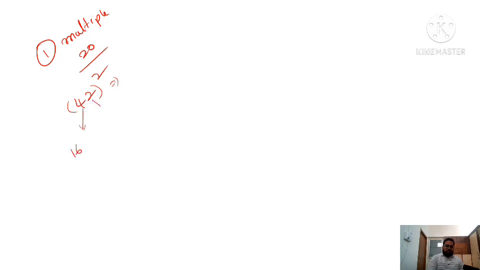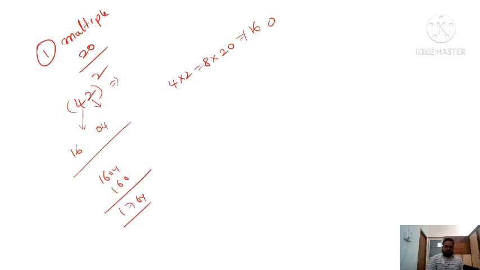First method is multiplication of 20. You have to multiply by 20, and you will get an easy way to the answer. For example, 42 whole square. 2 square is 4, write 04. Next, 4 twos are 8. 8 multiplied by 20 gives 160. Add these two, 1604 and 160. You will get 1764. This is the answer.